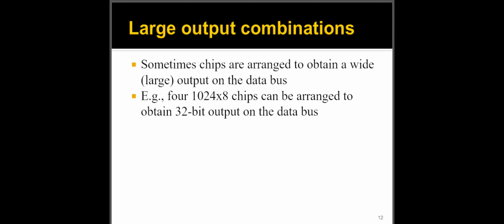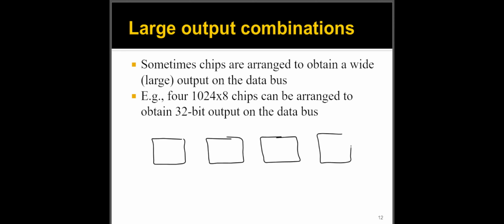So, for example, I can use four 1024 by 8 chips to give me that 32-bit outcome, right? So all of them are going to be 1024 by 8. Apologize for the tiny font here. Then each one of them will give me 8 bits.